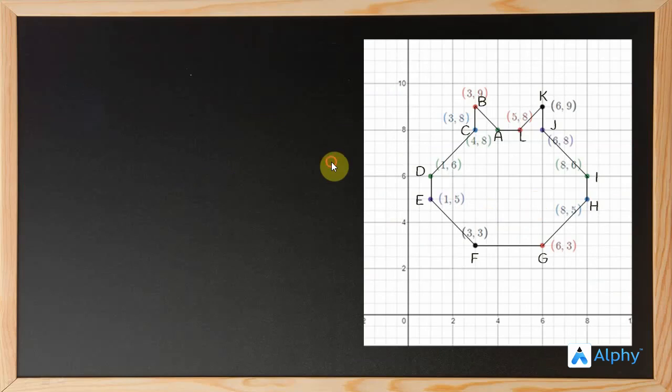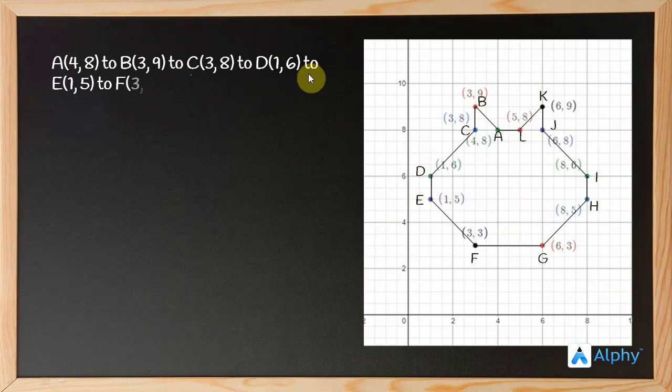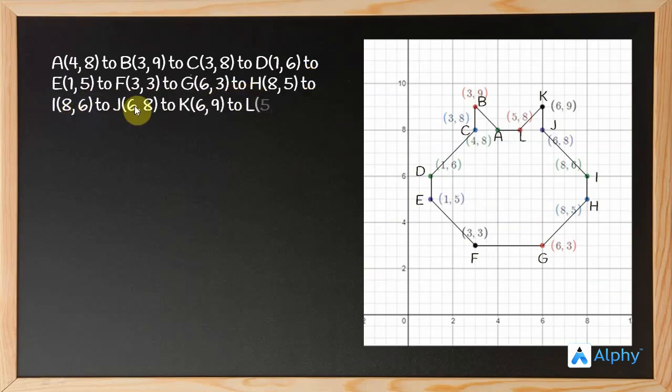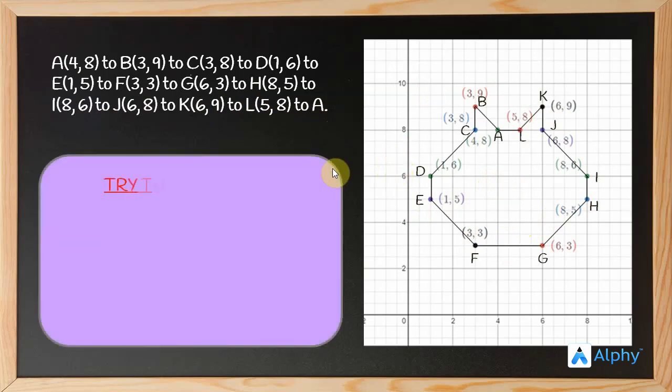Now this is an example where we had to plot A, B, C, D, E, F, G, H, I, J, K and L and again join L to A, and we obtained such a shape after plotting the points. Don't you think it's so interesting to make such unique shapes with the help of coordinate geometry? Do you want to try one? You can try this yourself.